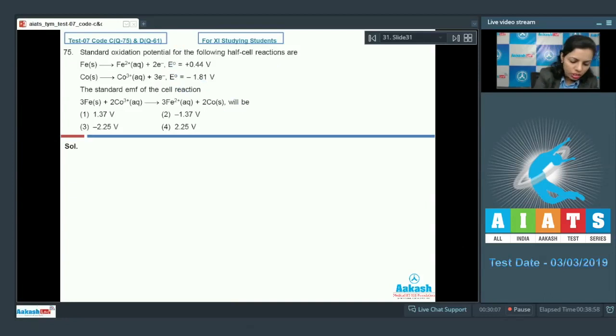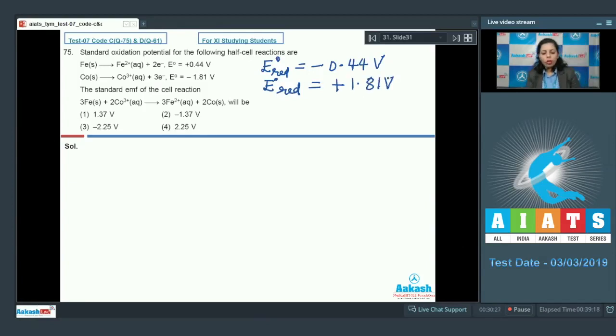If we talk about the reduction potentials, definitely standard reduction potential for these two cases becomes minus 0.44 volt, and for the second reaction it would become plus 1.81 volt. For both of these cases I have written here the reduction potential instead of standard oxidation potential. Now the standard EMF of the cell reaction. The reaction is given here in which iron and cobalt are present, and there is the process of redox.